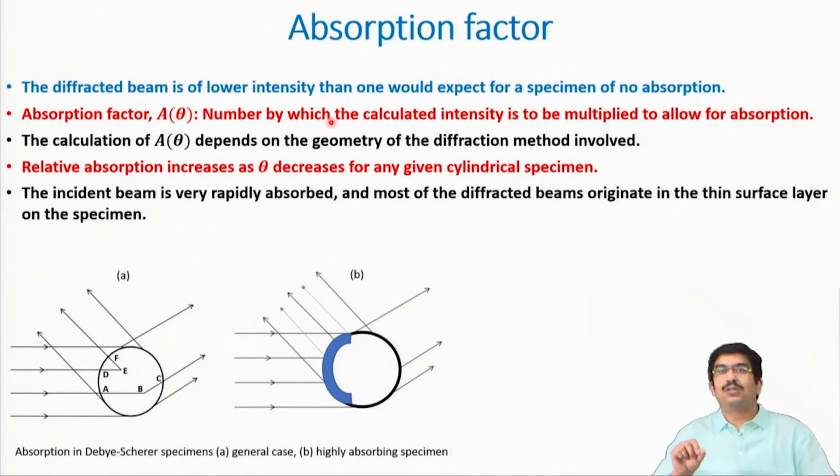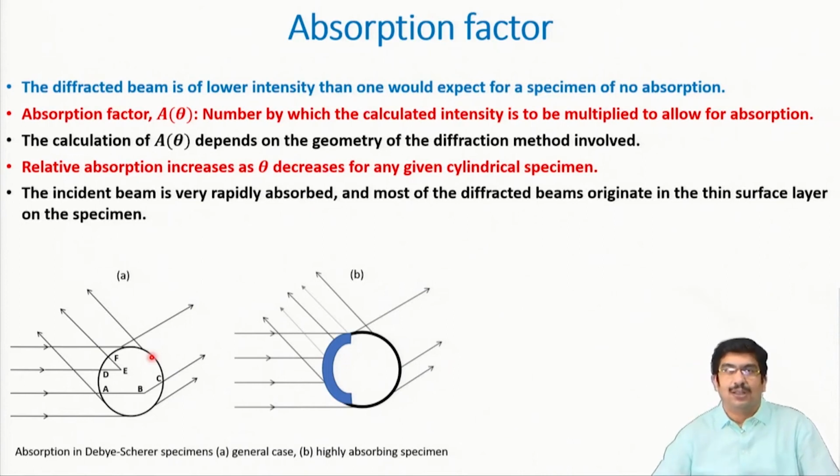For example, if we think of something like the Debye-Scherrer method, which we are not discussing, but if you are interested you can go through the reference book and read about it. In the Debye-Scherrer method, we use the specimen in the form of a cylinder, basically something like this. From this cylindrical specimen, what we can understand is that absorption increases as theta decreases. As the angle of scattering decreases, the absorption increases for this kind of cylindrical specimen.